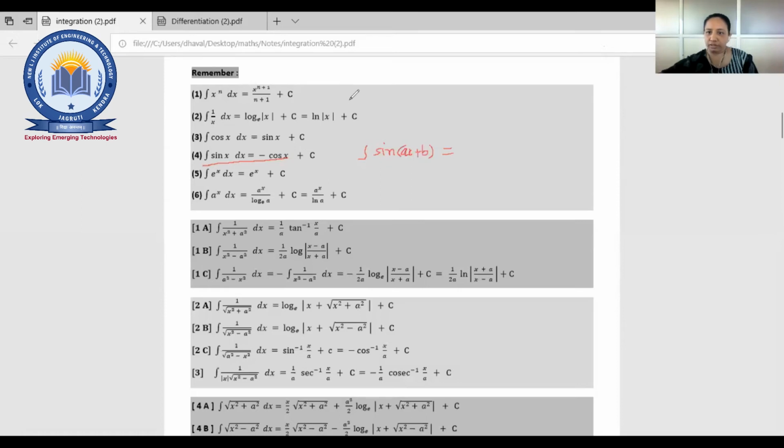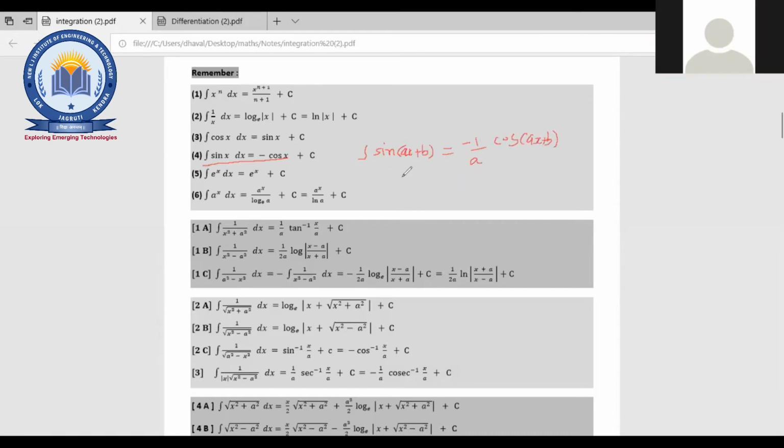Someone is raising their hand. Ankit. Okay, Ankit. Ma'am, minus 1 by a cos of ax plus b plus c. Okay, just a minute. I'll write it down so others can also see. Minus 1 by a cos of ax plus b, plus c. Fine. Plus c, right? That is the default one. Plus c you need to assume. Every time I'm not writing it, but that is the default one.